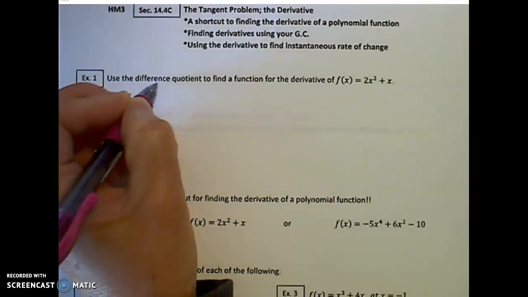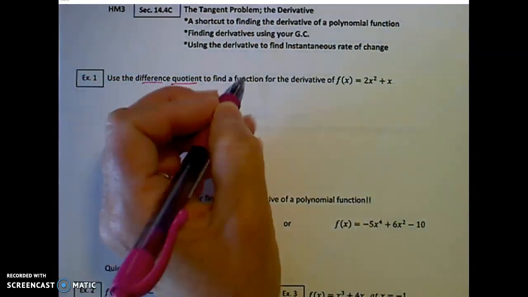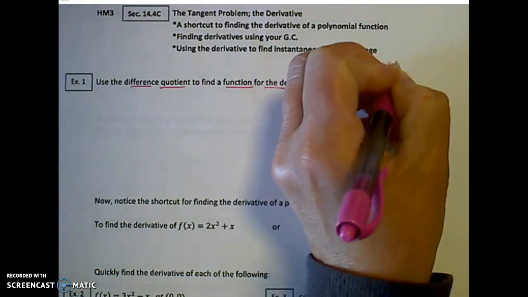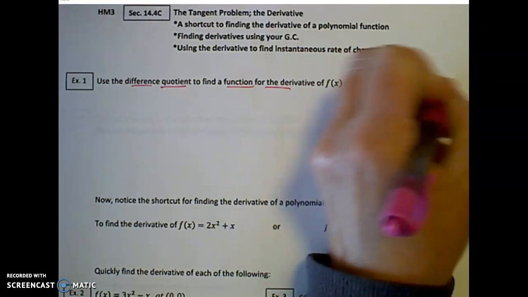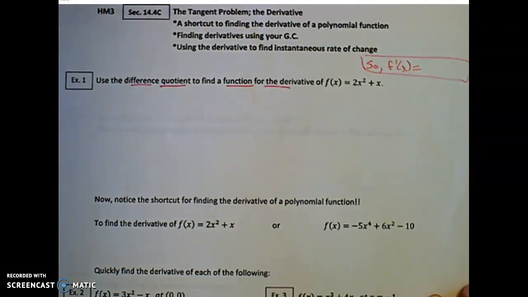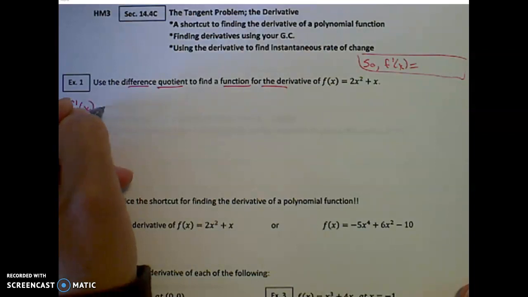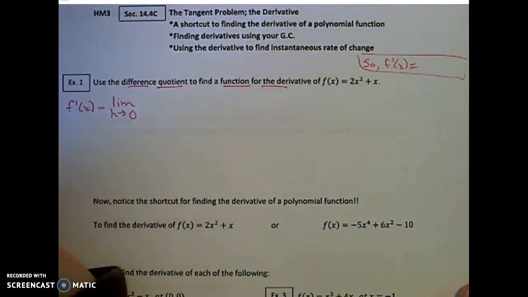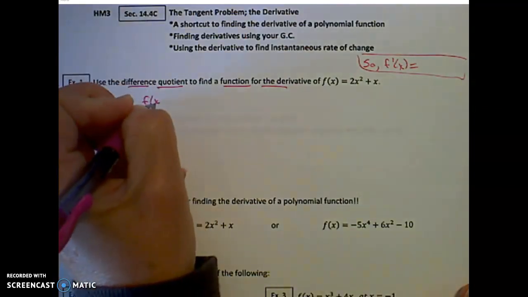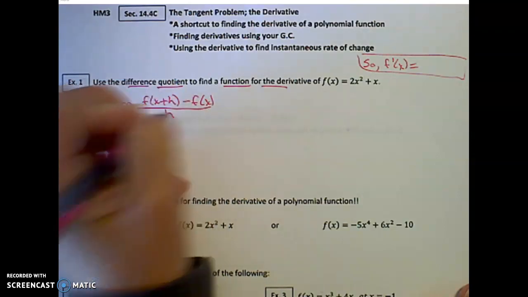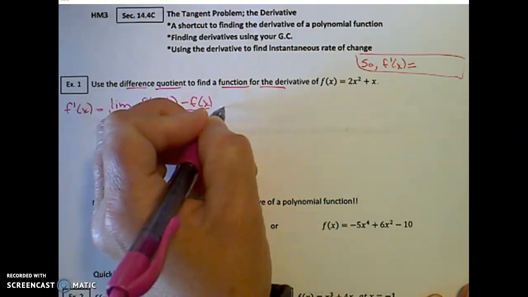Alrighty, I'm going to use the difference quotient, remember what that is, to find a function for the derivative. So we're asked to find this. F prime of x is equal to some formula for the derivative. Okay, what was the difference quotient? The difference quotient was a way to find f prime of x as a limit as h approaches 0, the difference between x values of f of x plus h minus f of x all over h, as h gets smaller and smaller and smaller.